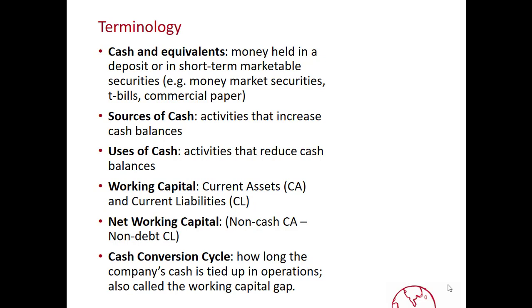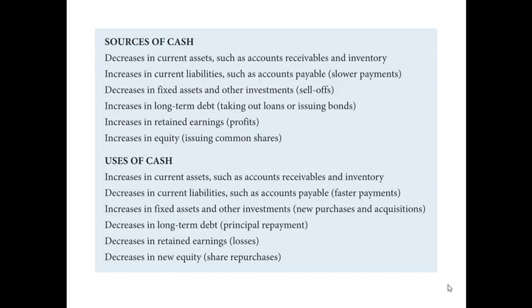When we talk about the cash conversion cycle, we're talking about how long it takes to convert working capital into cash, which has to do with the amount of time cash is tied up in inventories or accounts receivable, and the amount of financing that comes from delaying payments through accounts payable. When we look at sources and uses of cash, we can talk about current assets and liabilities as well as long-term assets and how they're financed.